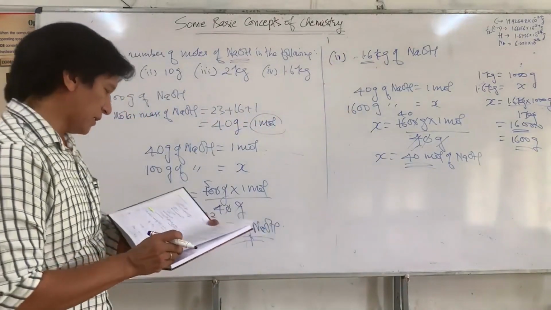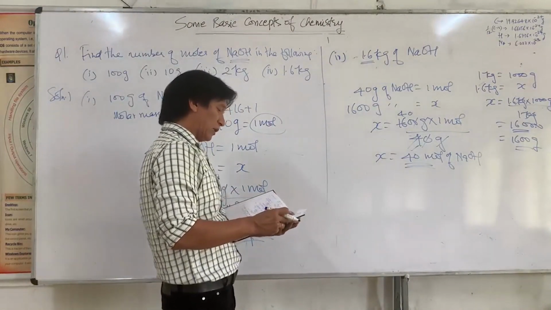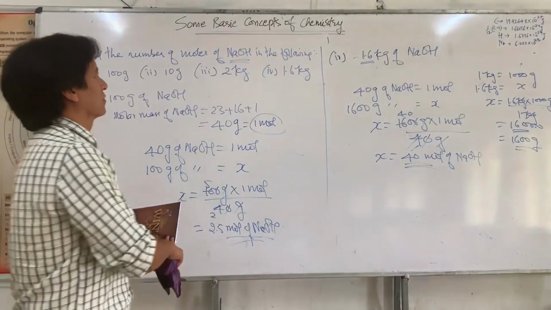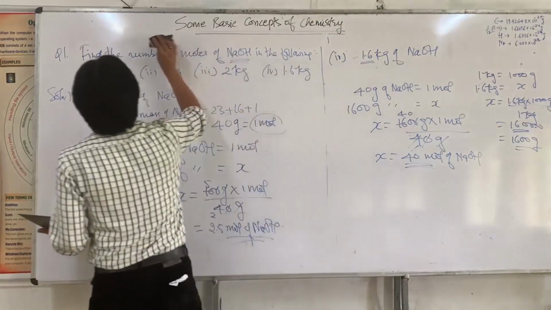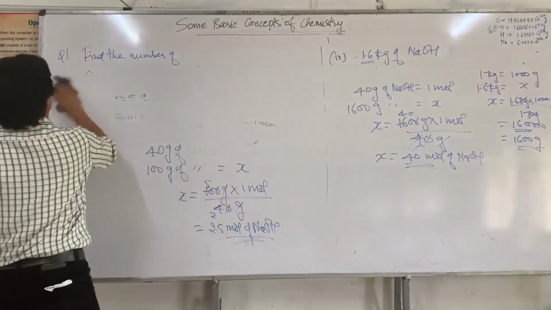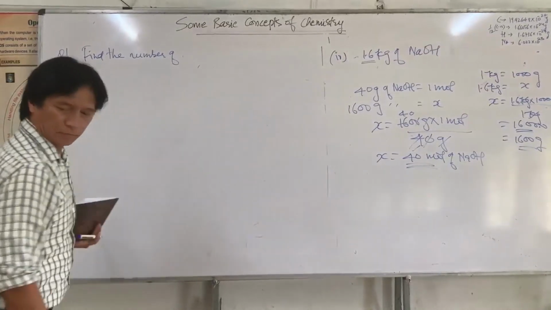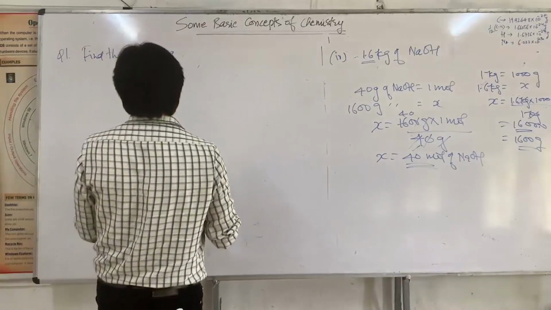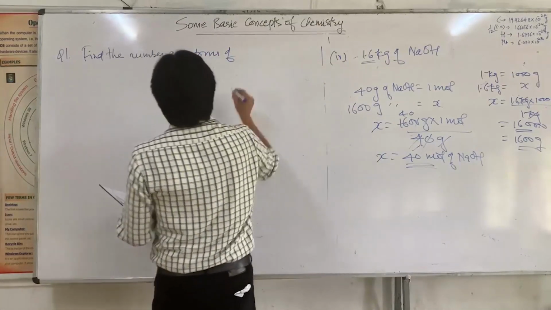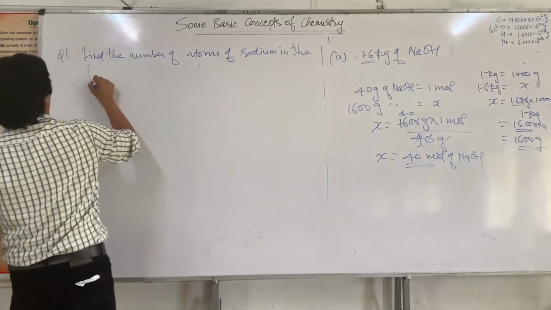So this is all about finding moles. And now the next thing is to find the number of atoms of sodium in the following. Finding the number of atoms. So the next question: the number of atoms of sodium in the following.